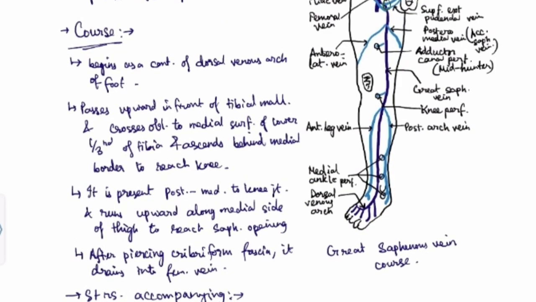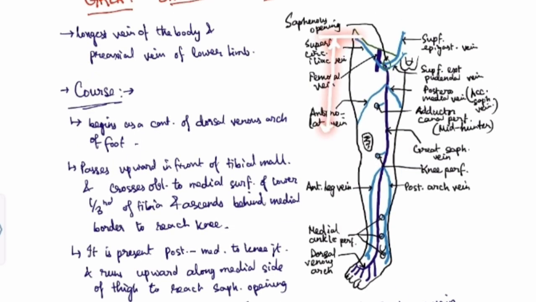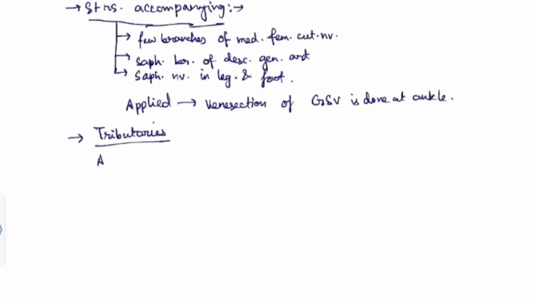See, some tributaries exist just below the knee level. Some exist at the thigh level. Some exist just before entering the saphenous opening, that is just before piercing the cribriform fascia. And some are also present deep to the saphenous opening, that means behind the saphenous opening. Also, there is one vein which comes and joins. So we can basically divide it into 4 categories. Let's get writing. First of all, A for the first category, just below the knee.